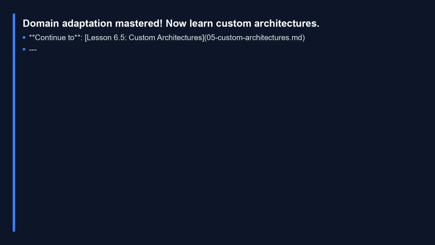What's next? You now know how to take a general model and make it genuinely knowledgeable in a specific domain. That's a capability most practitioners never develop. The next lesson builds on this foundation. Lesson 6.5 covers custom architectures, where you'll go beyond standard LoRA configurations and start shaping the model's structure itself.